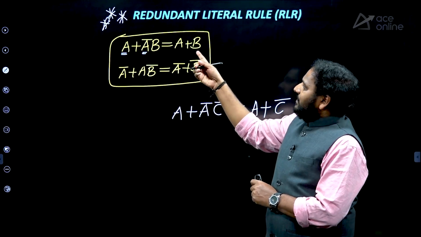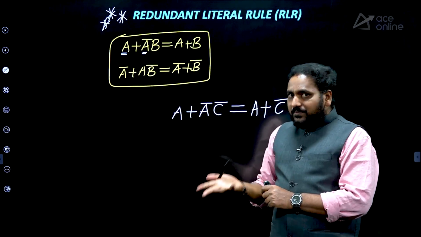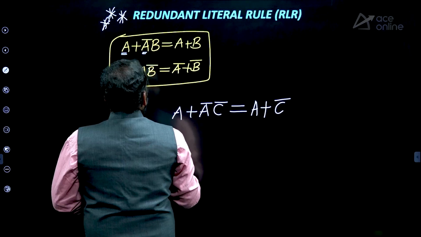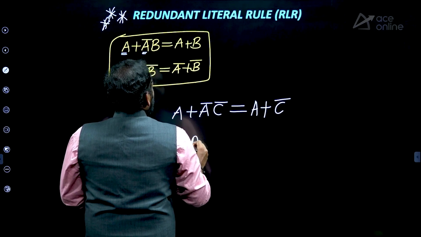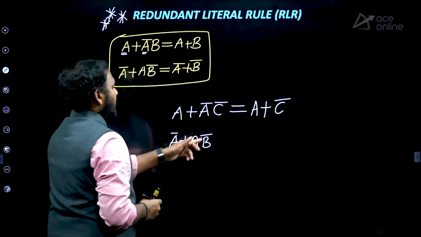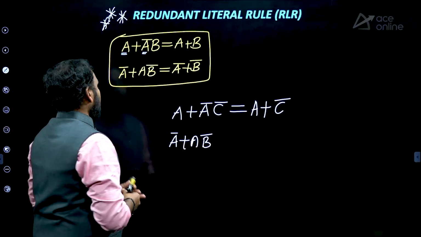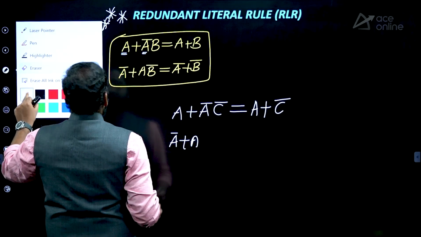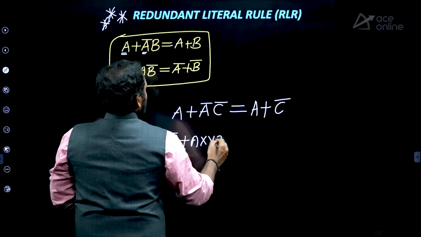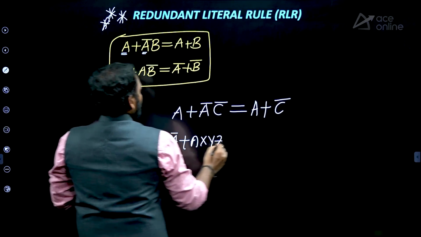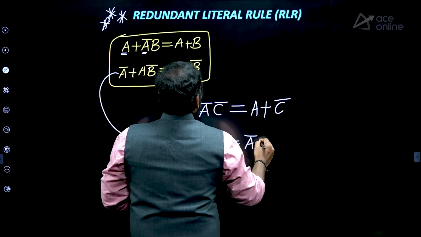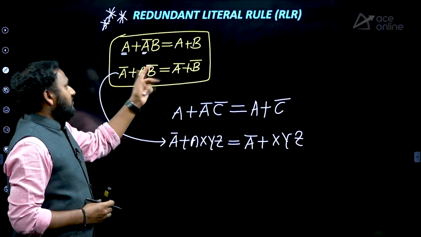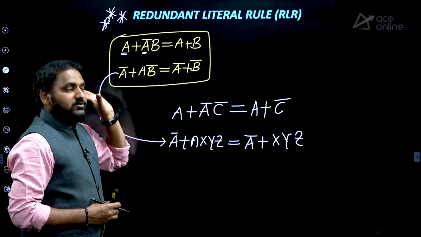But sir, in the textbook it is given like this? In the textbook it is given like this only, that's why I am telling you. And similarly here also, listen my dear friends. A bar plus A into something, it may be B bar or B or XYZ. I will do one thing, A into XYZ. Then what is the answer? A bar plus XYZ.